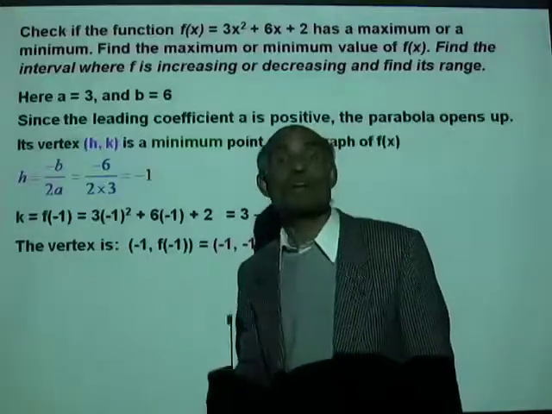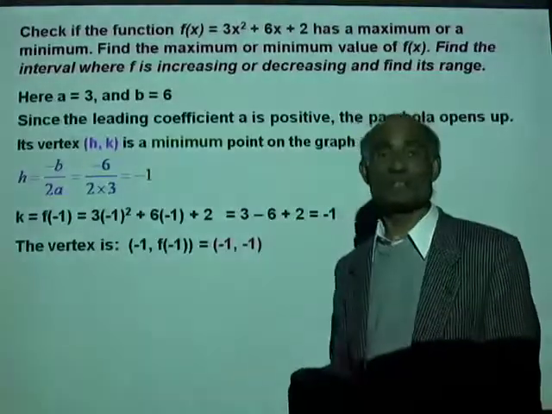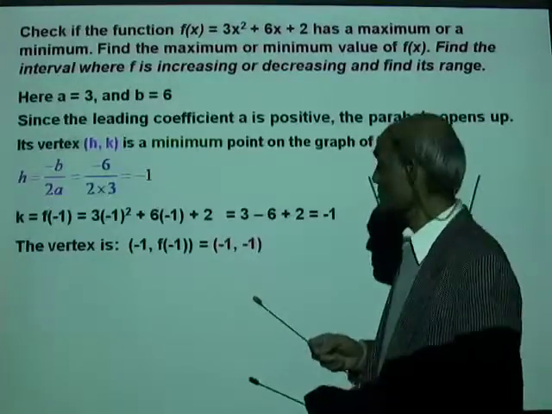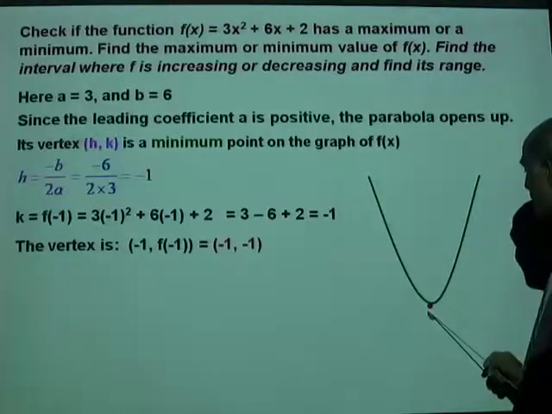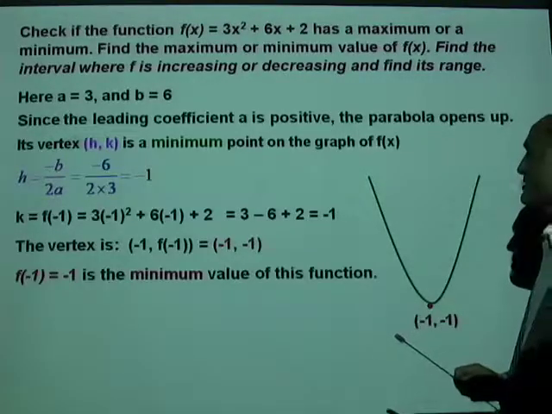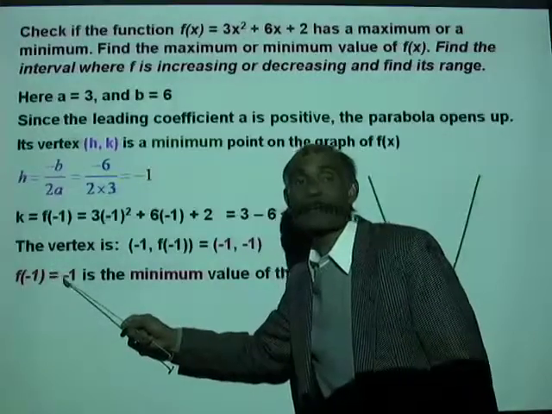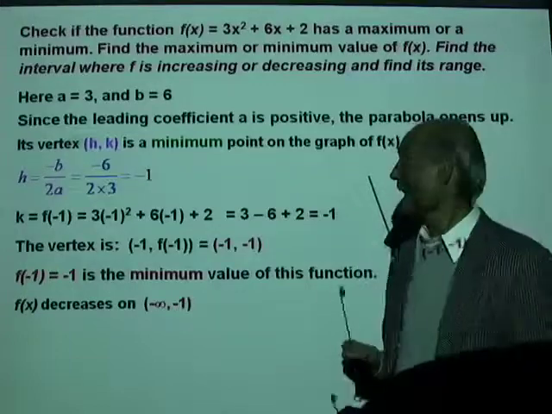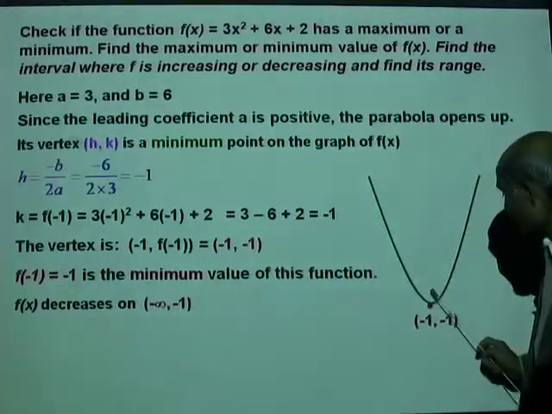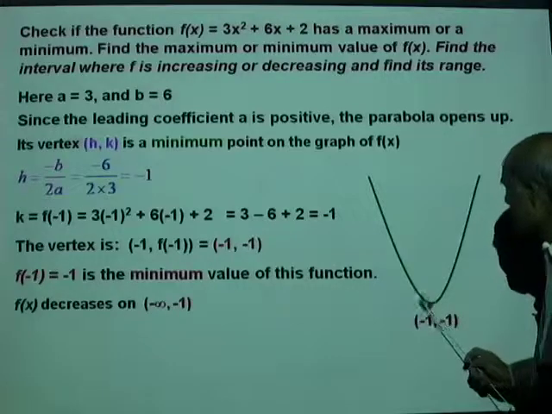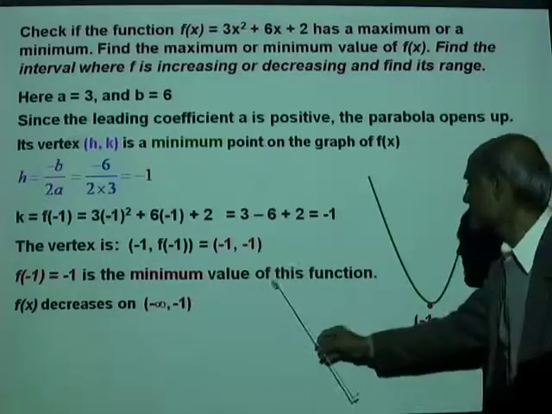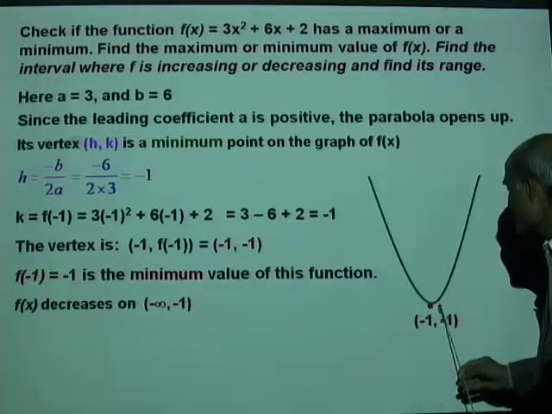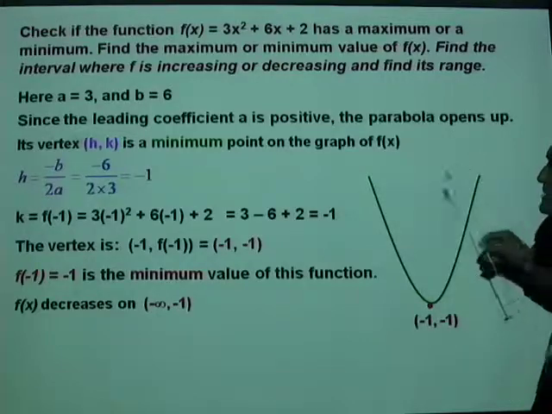Alright, tell me, what is the minimum value of the function? Well, that is the minimum value of the function. So this is the parabola with the vertex negative 1, negative 1. f of negative 1 equal to negative 1 is the minimum value of this function. And if you notice, this is x equal to negative 1, and from negative infinity to negative 1 the function is decreasing, and from negative 1 to infinity the function is increasing.